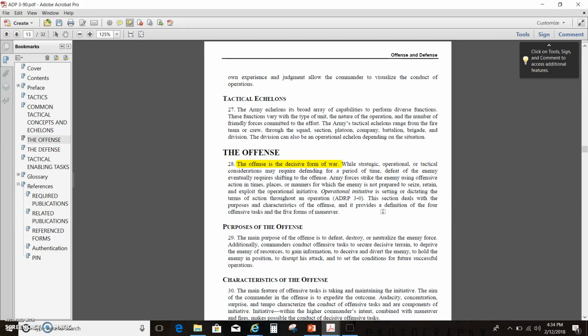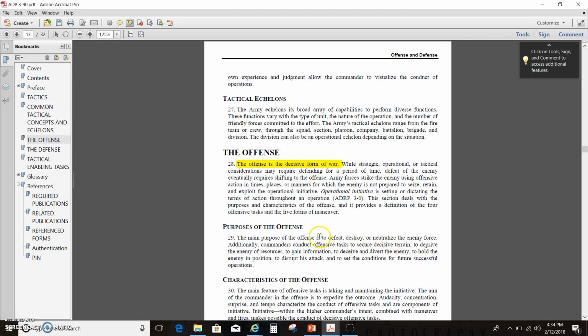They could be suppressing them, but at the end of the day, it's going to take someone from either side to get up and move over to where the other one is at to close with and destroy. And that is basically the offense summarized. Like, you can't claim victory without going over there and destroying, defeating, or neutralizing the enemy, right? So that's the purpose of the offense.